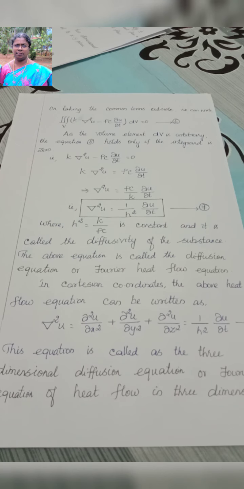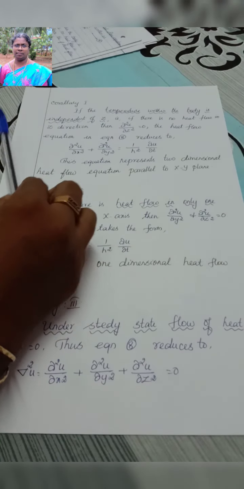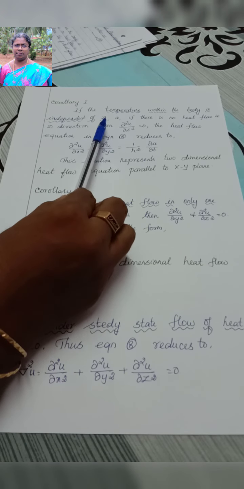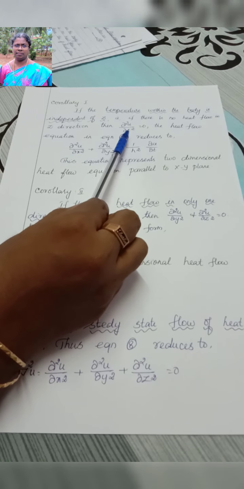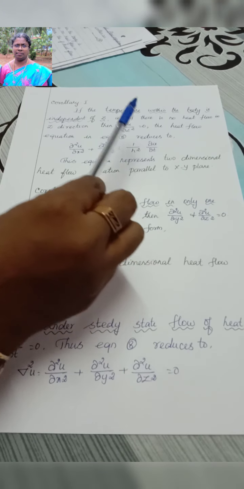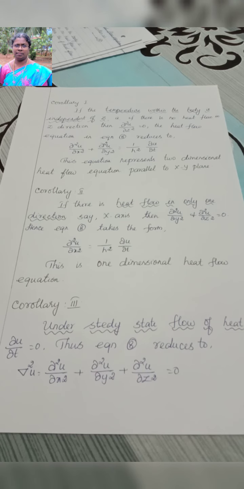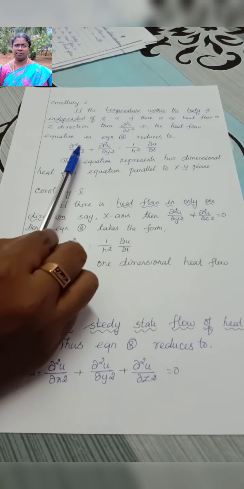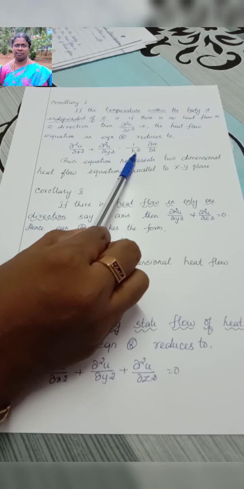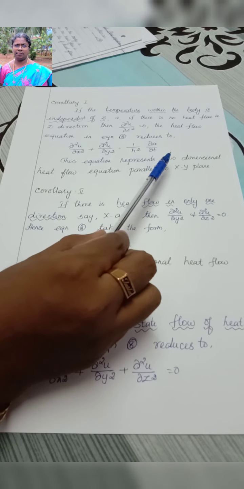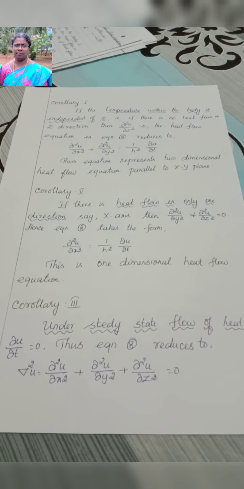This equation is called the three-dimensional diffusion equation or Fourier equation of heat flow in three dimensions. If the temperature within the body is independent of z, that is, if there is no heat flow in the z direction, ∂²u/∂z² is equal to 0. Hence, the heat flow equation given in equation 8 reduces to ∂²u/∂x² + ∂²u/∂y² = 1/h² ∂u/∂t. This equation represents the two-dimensional heat flow equation parallel to the xy plane.